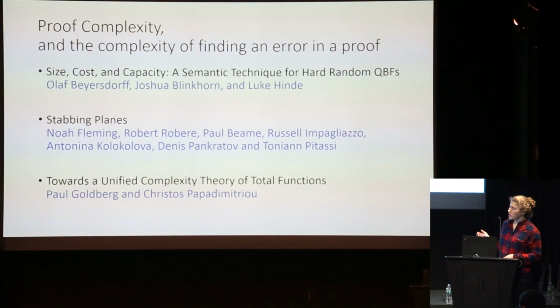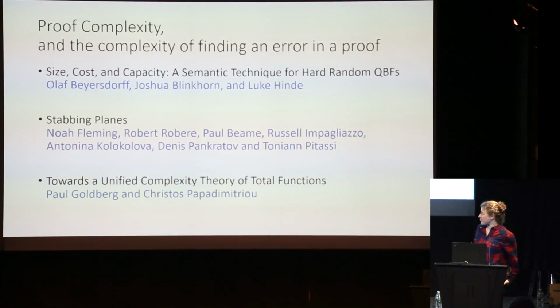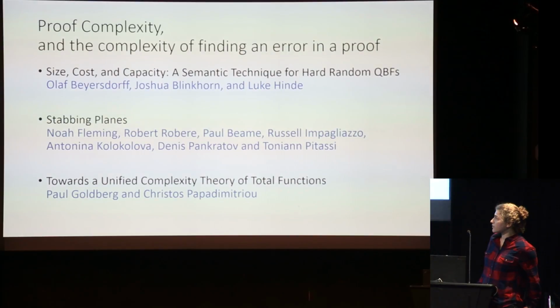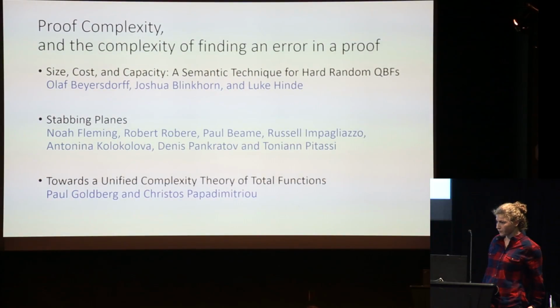in a proof. Okay? So the first paper is Size, Cost, and Capacity: a semantic technique for hard random QBFs by Olaf Beiersdorf, Joshua Blinkhorn, and Luke Hind. The second paper is called Stabbing Planes by Noah Fleming, Robert Robere, Paul Beame, Russell Impagliazzo, Antonina Kolokolova, Denis Pankratov, and Toniann Pitassi. And the final paper is Towards a Unified Complexity Theory of Total Functions by Paul Goldberg and Christos Papadimitriou.